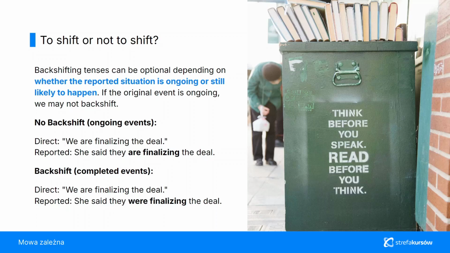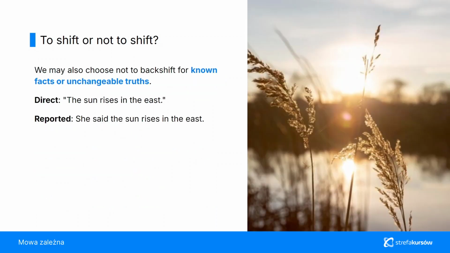So you can also choose not to backshift with some known facts or unchangeable truths, like the sun rises in the east. Let's assume that this is something that happens every day, and it's a known fact, and as far as we're concerned, it's an unchangeable truth. So the sun rises in the east. And if we want to report that, we can say, she said the sun rises in the east. We can stick to the present simple here.